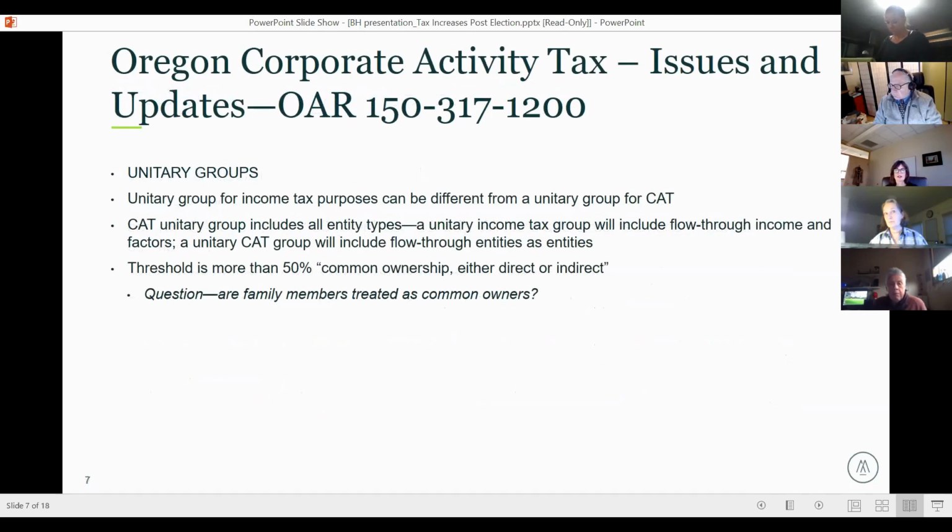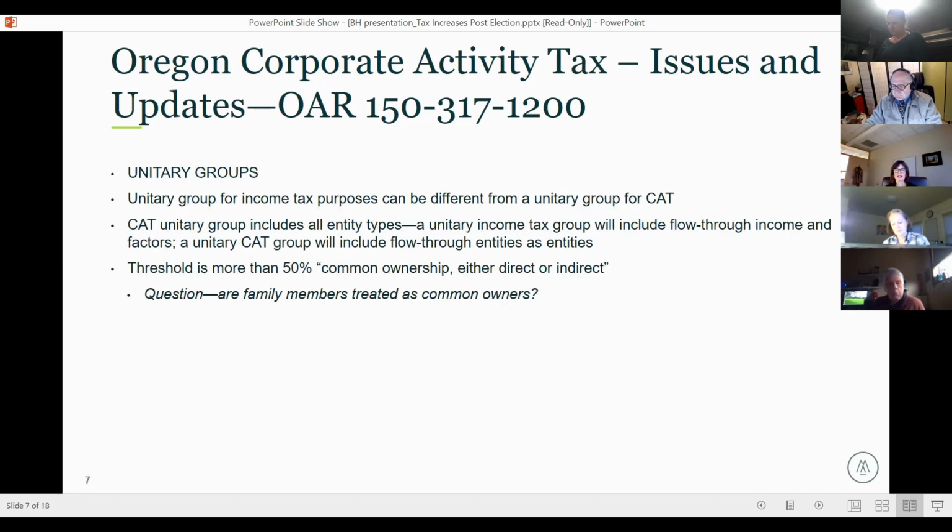An issue, not exactly an exemption, but a very important issue, I think, in the real property industry is the definition of a unitary group. A unitary group is a group of legal entities that are treated as one taxpayer. For income tax purposes, you might have four different partnerships and a couple of S-corps and maybe even a C-corporation as well. Each one of those entities will file its own Oregon reports. A C-corp will pay tax. Flow-through entities will file Oregon reports and issue Oregon K-1s to the members or owners.